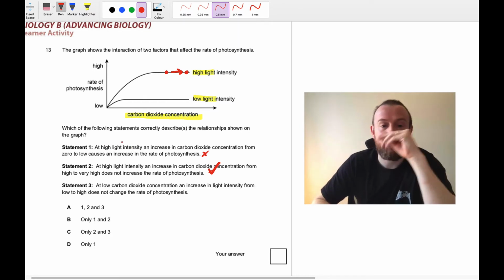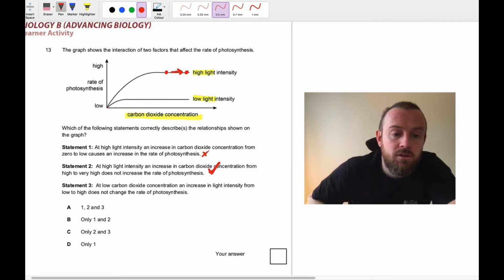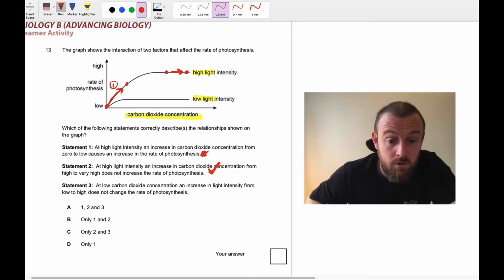Oh, hang on a minute. Sorry, I was too quick to discount this one. At high light intensity, an increase in carbon dioxide concentration from 0 to low. So yes, that would be talking about from here to low. It does increase. This is statement 1, so that's true. Apologies. Statement 2 is also true.